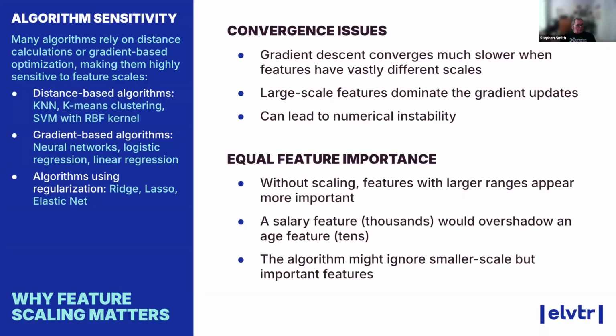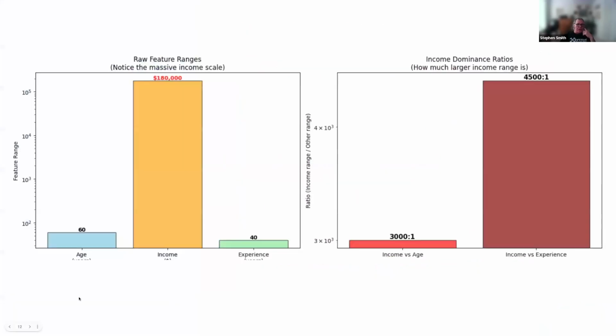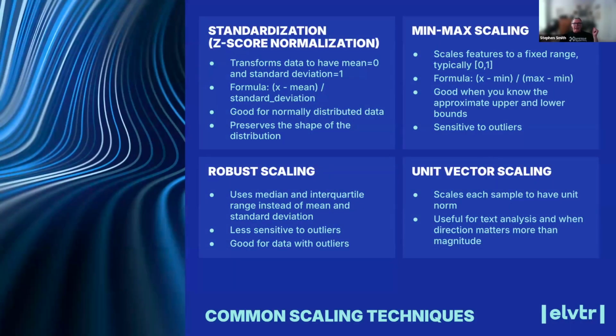All right, we'll talk about this a little bit more. This is an example of how your income dominates the experience versus age. Without scaling, you end up with these interesting comparisons that may not necessarily give you what you want. All right, so let's talk a little bit about data processing and scaling, and we'll do a deeper dive here.